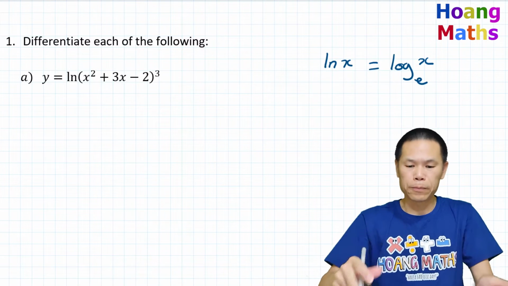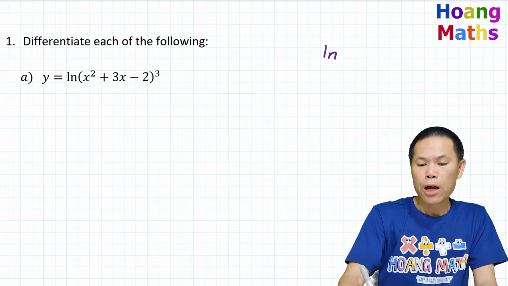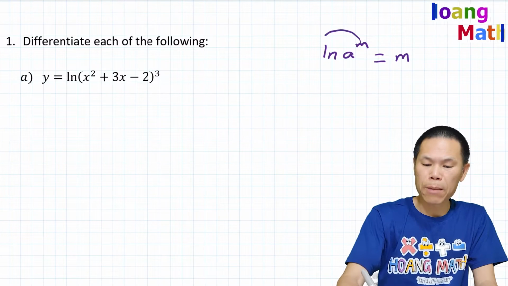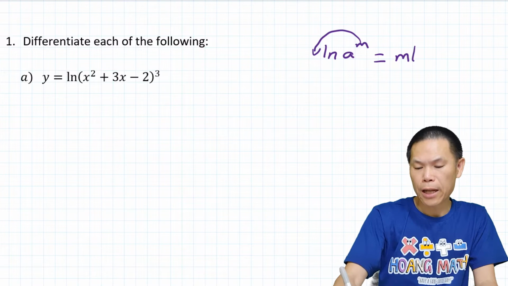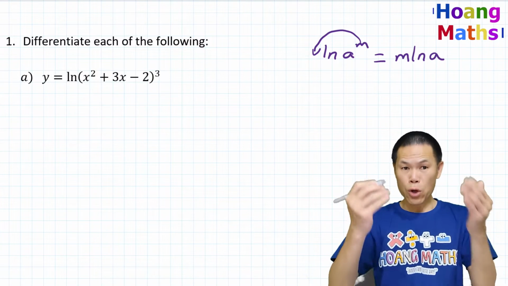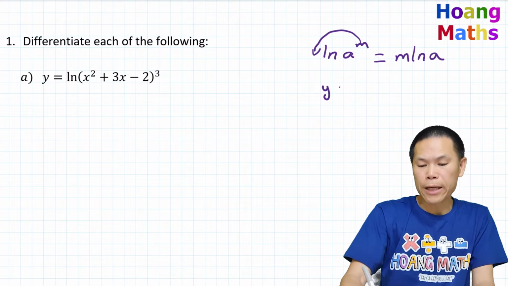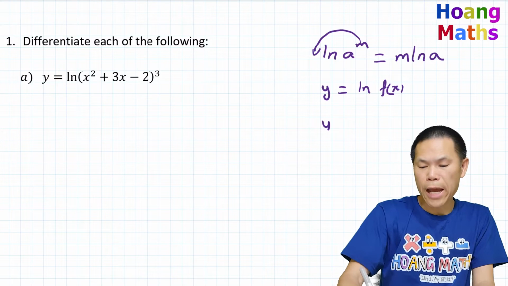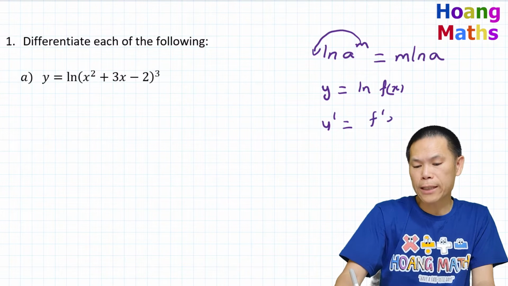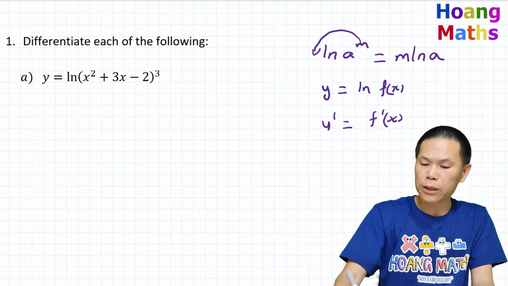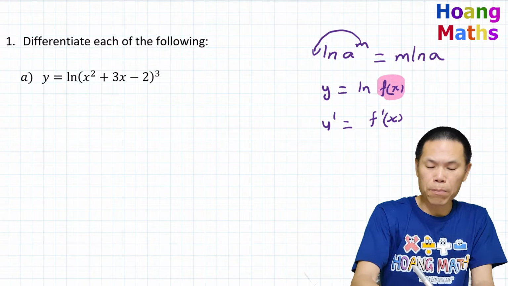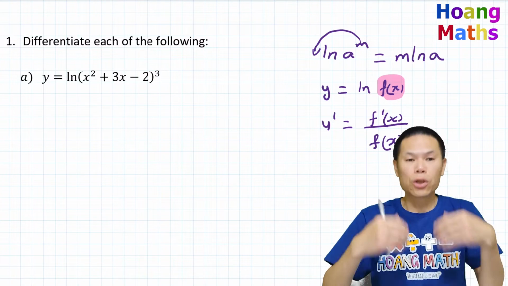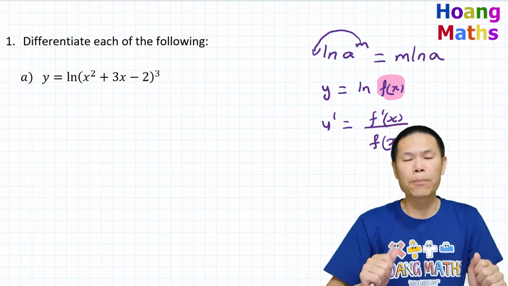Let me just write this down. We know that ln of a to the power m is exactly the same as m, we bring the m to the front, times ln of a. And we also know that if y is ln of f(x), then y dash will give me f dash x, we differentiate the function and then divide it by the function, f of x. These are the rules we're going to use throughout this exercise.